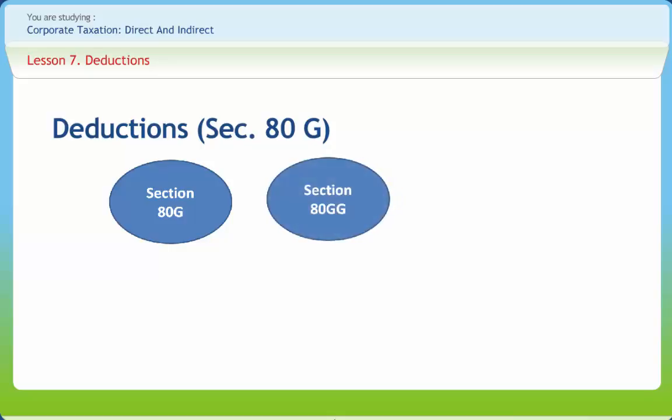Any individual can claim the deduction under 80GG for rent paid, irrespective of whether you are a salaried individual or a business person. You can claim deduction under Section 80GG. The amount allowed as deduction is the minimum of the following: rent or lease amount paid less 10% of your total income, Rs 2,000 per month, 25% of your total income.